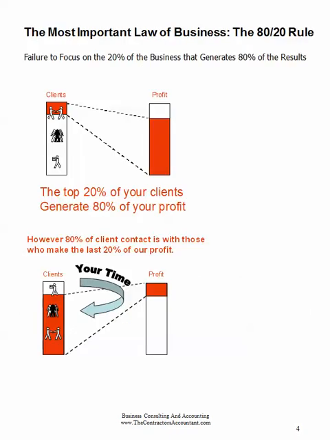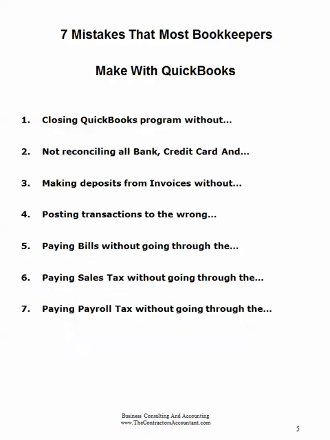The most important law of business, the 80-20 rule, is really quite simple. A lot of companies will fail to focus on the 20% of business that generates 80% of results. What they tend to do is focus 80% of their time on the least profitable 20%. And there's a way to find those out in QuickBooks. I'm going to show you how to do that in the class.